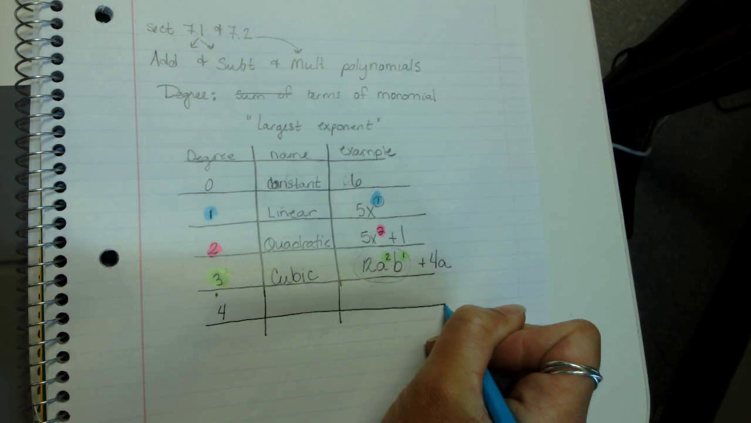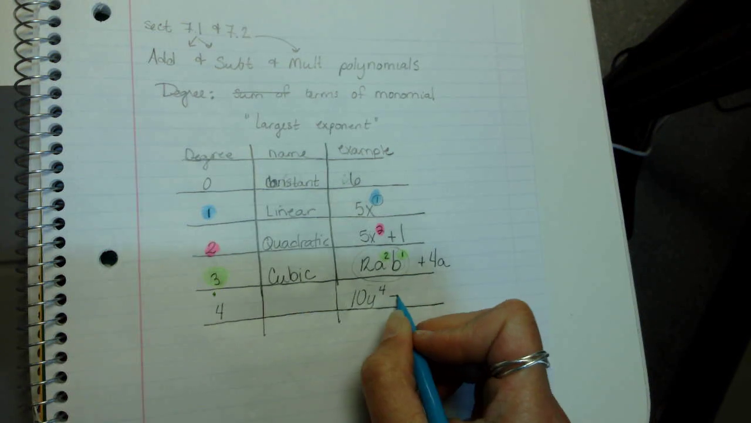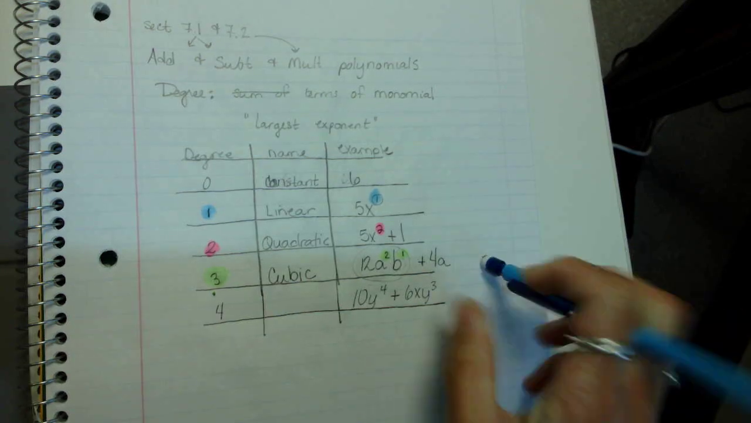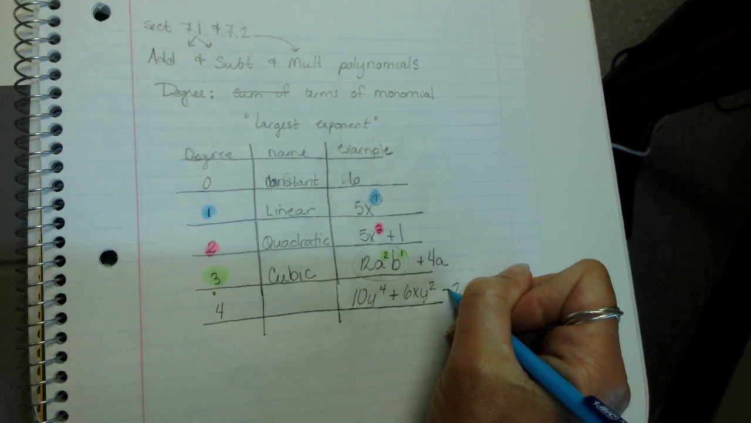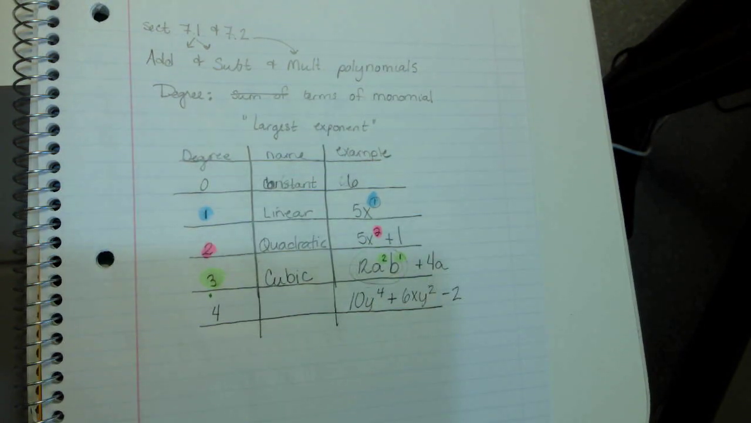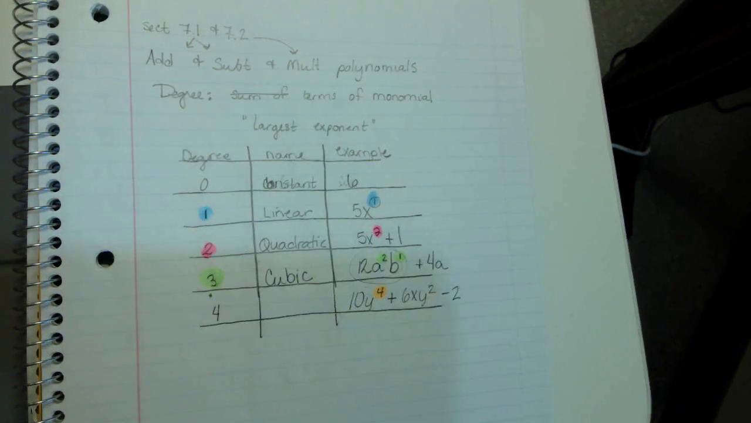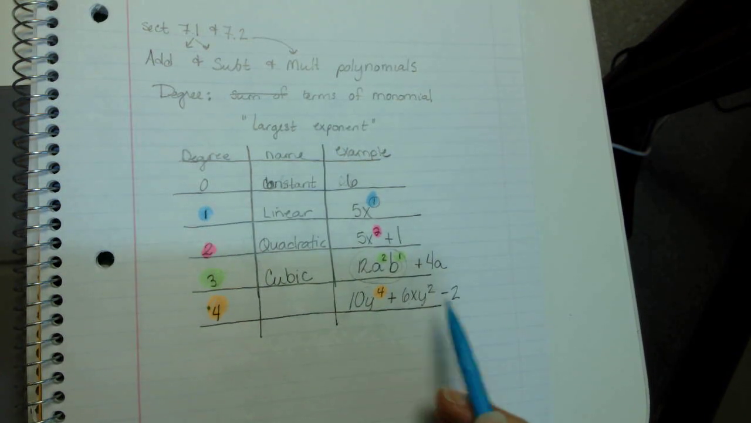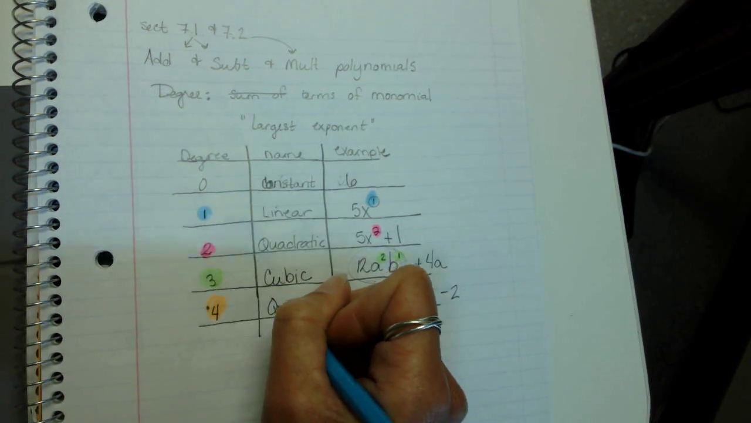Degree 4 could be 10y to the 4th plus 6xy to the 3rd. Oh, let's not make it that hard. Let's go y to the 2nd. Minus 2. Okay, so that is a degree 4. A degree 4 because it's the largest exponent. In terms of y, that's a degree 4. The largest exponent there. Is this a monomial, binomial, or trinomial? Trinomial. There you go. You got it. Good job. This is called a quartic.